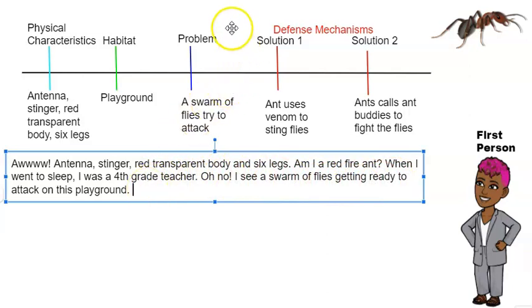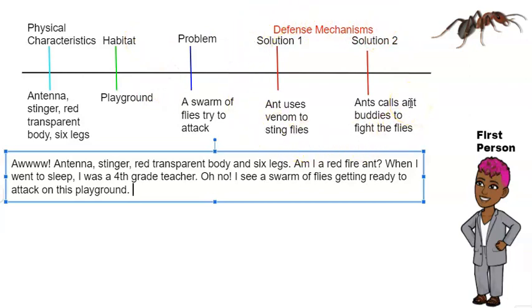And with that sentence, I talked about the possible problem with a predator by saying a swarm of flies were getting ready to attack, but also I mentioned my habitat by discussing the playground. Now I'm going to move on to the defense mechanisms.